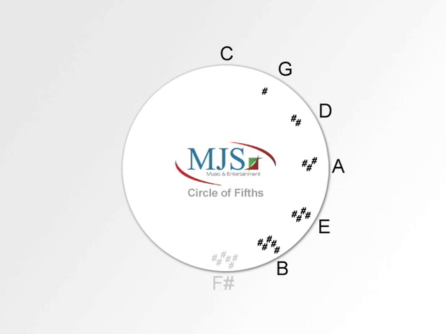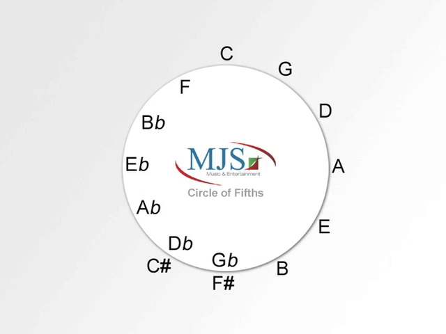The next fifth interval brings us to F sharp with six sharps in the key signature. And the next fifth interval brings us to C sharp, a key that uses seven sharp notes. There are seven sharp key signatures and seven flat key signatures.